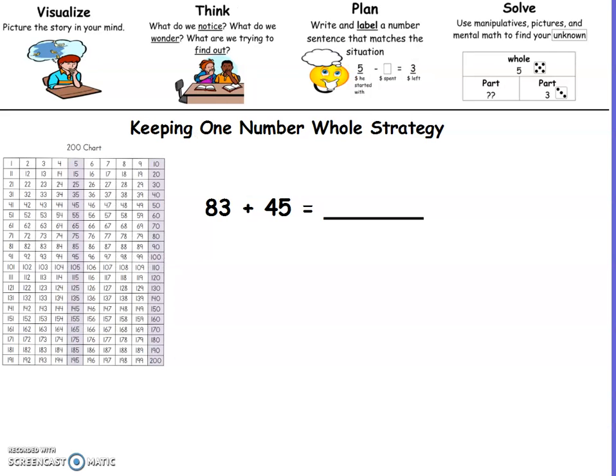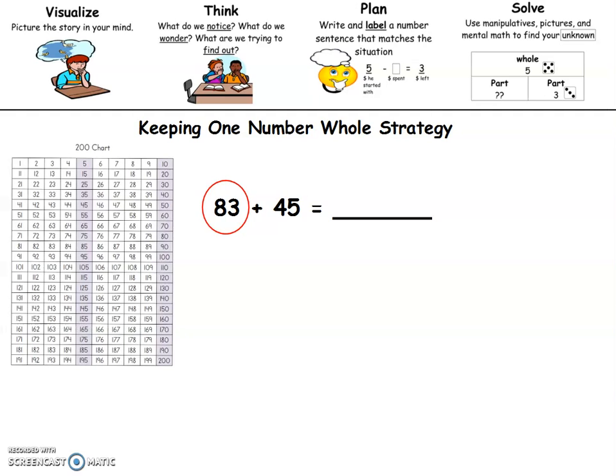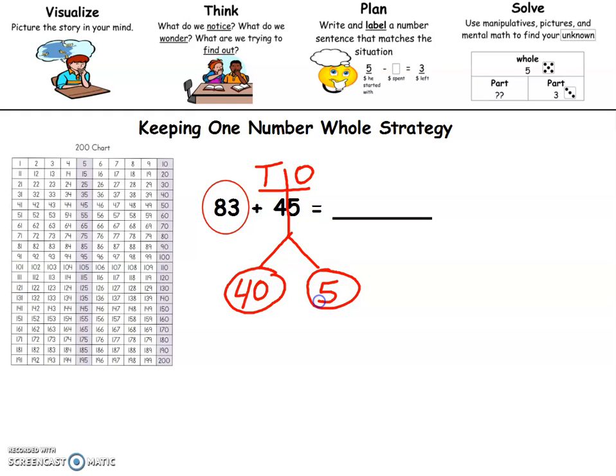All right, so if you solve the problem, let's check our work, okay? So we have 83, we're going to keep that number whole, and now we have to decompose or break down our next number, okay? So if you want to keep sectioning into tens and ones, okay, so we're going to break this down. So we have 45. Okay. All right, so we're going to start with our 40. So I have 83 plus 40.